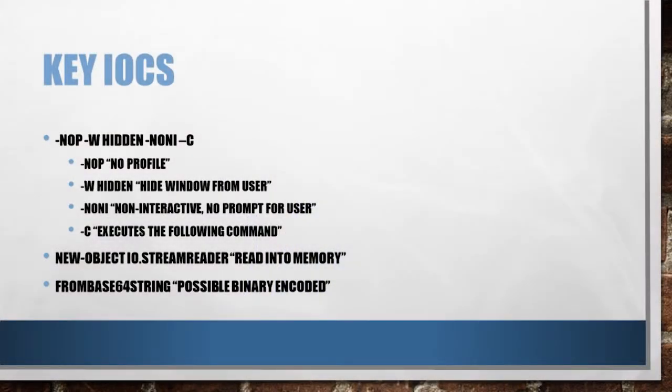So when we look at these indicators of compromise within the PowerShell log, we see the NOP with hidden noni -c. Well, what does that mean? Well, NOP is no profile, with hidden is hide the window from the user, noni, I'm probably saying that wrong, but that's how I say it anyway, is non-interactive, no prompt for the user, and -c is execute the following command. So when we see that kind of string put together, we see that whatever is after it is going to execute. Where's it executing?